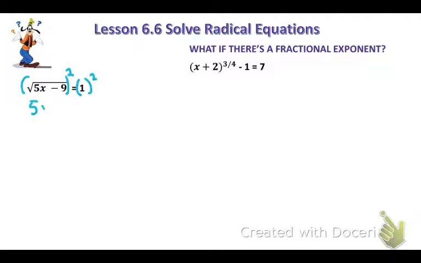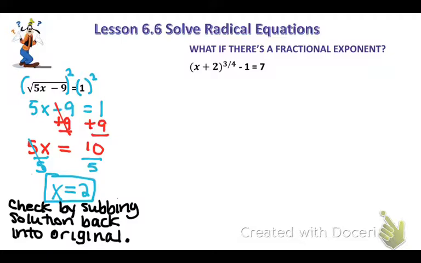So we end up with 5x minus 9 equals 1 times 1 is 1. And then we work to isolate the variable. We simply added 9 to both sides, divided both sides by 5, and ended up with x equals 2. And we can check our solution by subbing it back into the original equation.